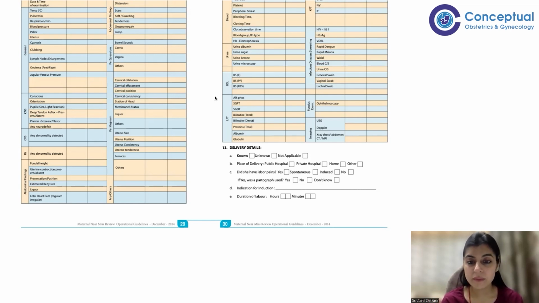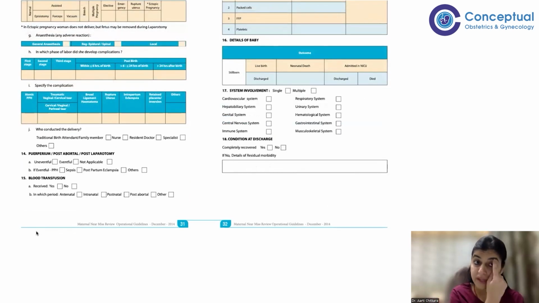The other form, the 13th segment of the form, talks about delivery details, whether it is known, unknown, or even not applicable. As I said, this post-abortal, it would be not applicable. What was the place of delivery? Did she have any kind of labor pains and indication for induction, duration of labor? Everything is being thoroughly discussed here.